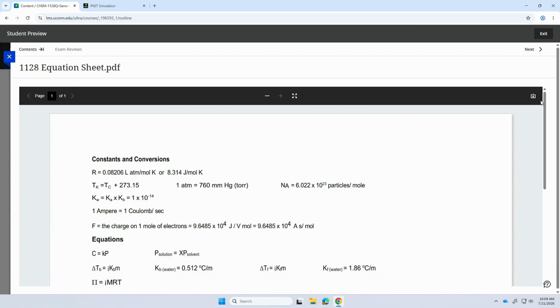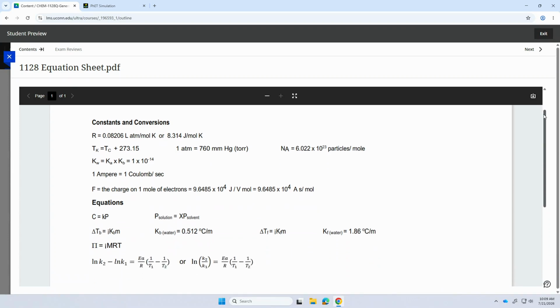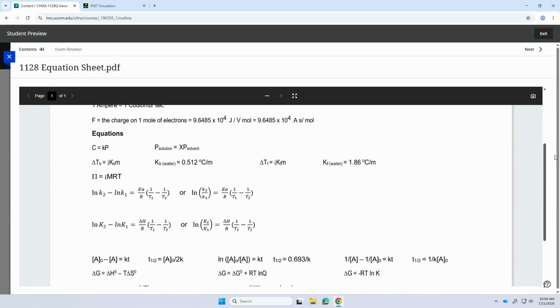So you have your constants, both the values of R, liter atmospheres is for gases, joules is for energy. It's got the conversion from Celsius to Kelvin. Make sure everything you do is in kelvins. Conversion of atmospheres to torr. It's got Avogadro's number here, but we don't need that for this. And the other three, ampere and F, are for later. This covers all of the semester.